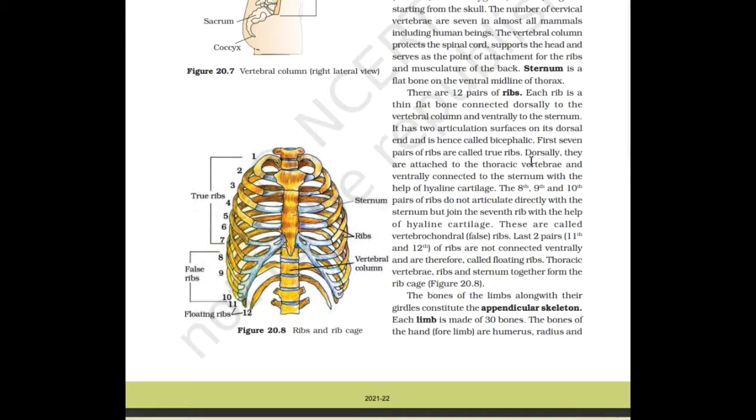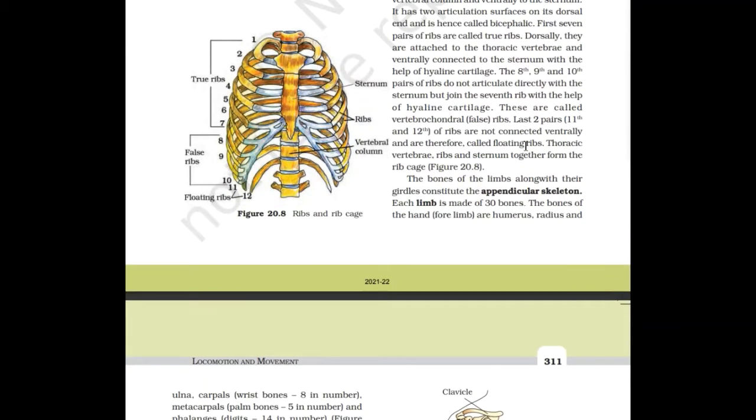The first 7 pairs of ribs are called true ribs. Dorsally, they are attached to the thoracic vertebra and ventrally connected to the sternum with the help of hyaline cartilage. The 8th, 9th, and 10th pairs of ribs do not articulate directly with the sternum but join the 7th rib with the help of hyaline cartilage. These are called vertebrochondral false ribs. The last two pairs, 11th and 12th, are not connected ventrally and are called floating ribs.